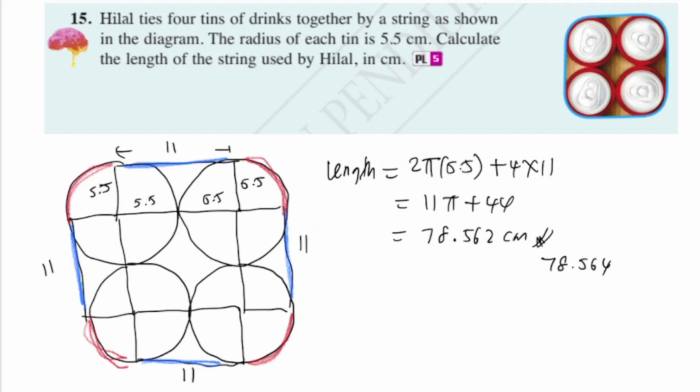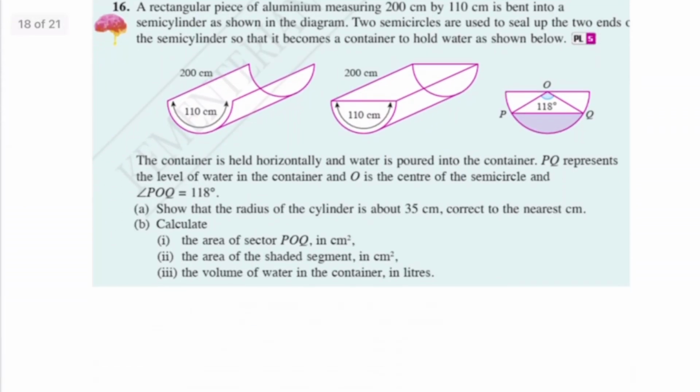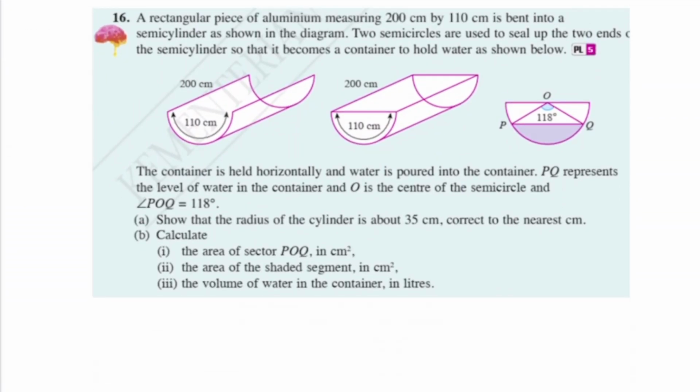Alright, I think I just have a couple more. The next one. Okay, 16. Now this one I wouldn't have space to write the answer right below. You have a rectangular piece of aluminium measuring 200 by 110 bent to form a semicircle. This is a semi-cylinder. The container is held horizontally. Water is poured into it. Then the two sides you cover with a semicircle. So you're supposed to calculate.